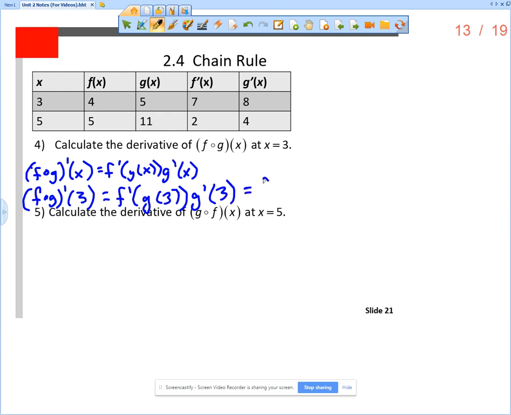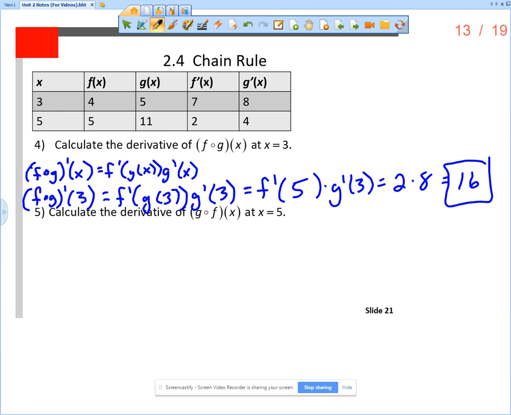All right, so f prime of g of 3, right? That's that inner part there. So what is g of 3? G of 3 is 5. So I have f prime of 5, but then remember, I still have g prime of 3. All right, so what is f prime of 5? So f prime of 5 is 2 times g prime of 3, 8. So this derivative is 16.